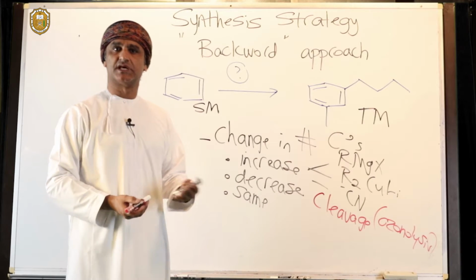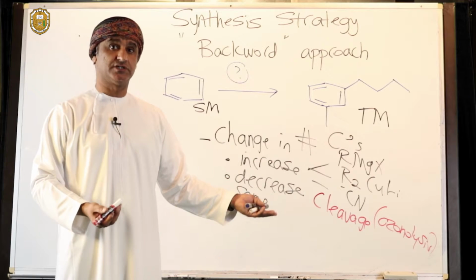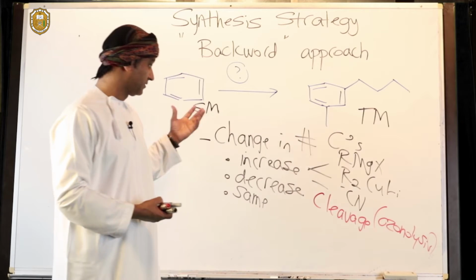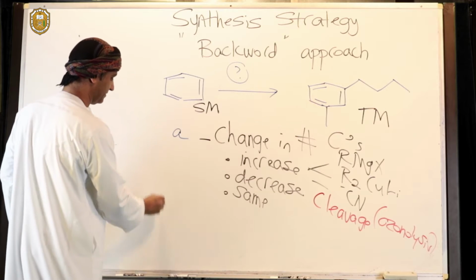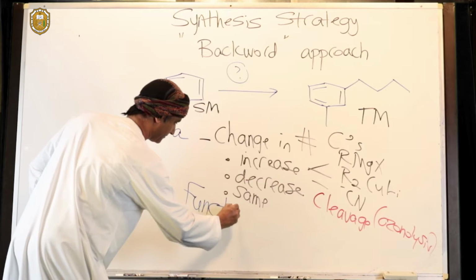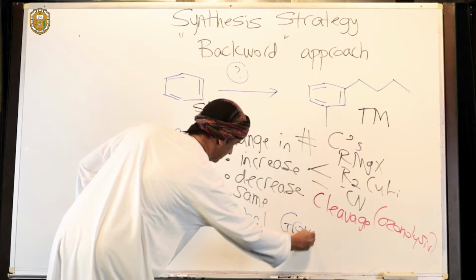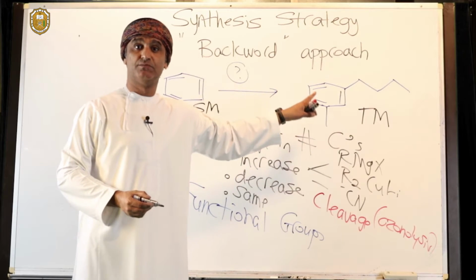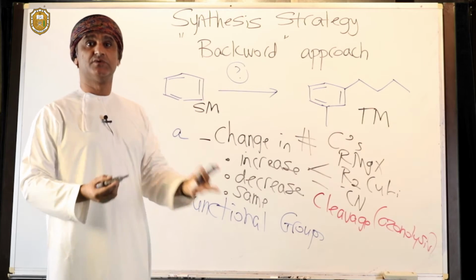If it's the same, of course, there is no challenge here because the number of carbons is the same. So probably then maybe it's functional group transformations only. So that's actually the second point. The first point, again, is the change in the number of carbons. The second point is functional groups. We look at functional groups in the target molecule and we compare them with those in the starting material, and we see where the change is.